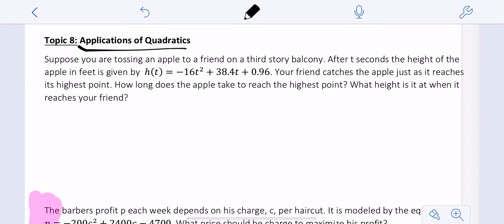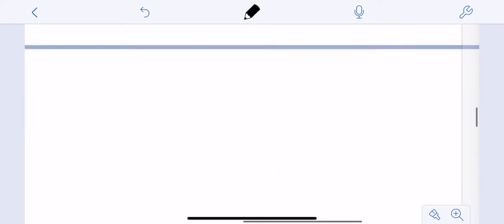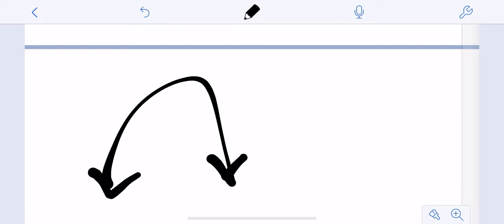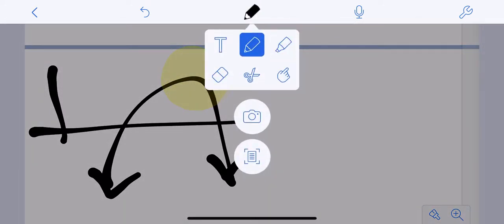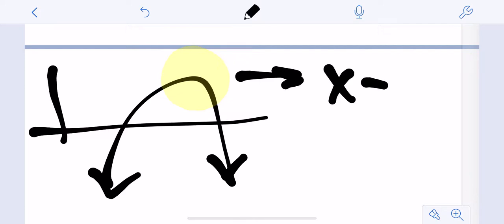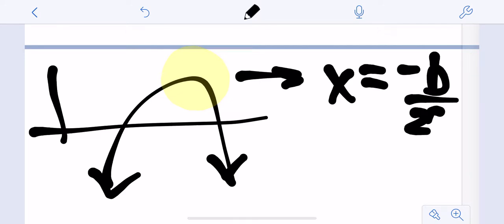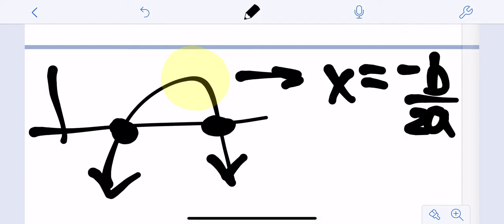So quadratic applications. The deal with applications is when you're looking at a parabola, you're going to look at two things. You're either going to be trying to find the vertex, and to do that, we're going to do negative b over 2a, or you can complete the square. Or you're going to be finding the zeros, which would tell you to either factor or use quadratic formula.